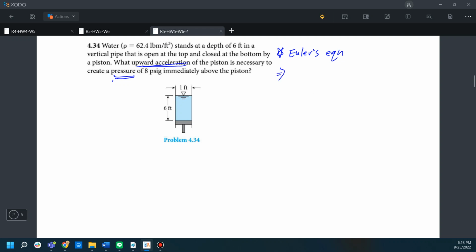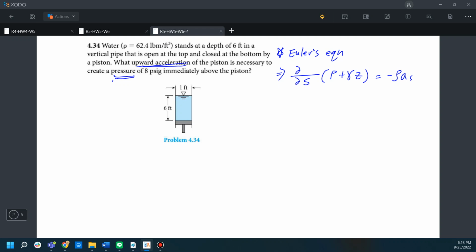So the Euler equation, according to your textbooks, looks like this. I am not going to derive this Euler equation. If you're interested in that, I refer you to the textbook. Here, we just use the end result of this equation and apply it to solve this problem.